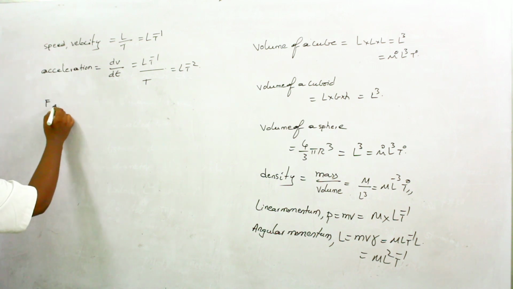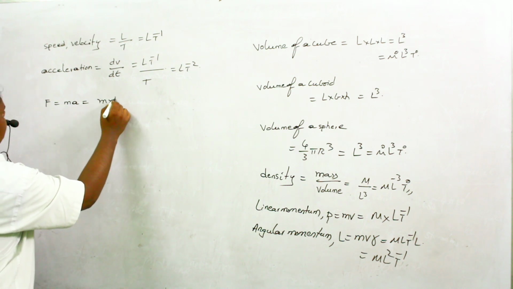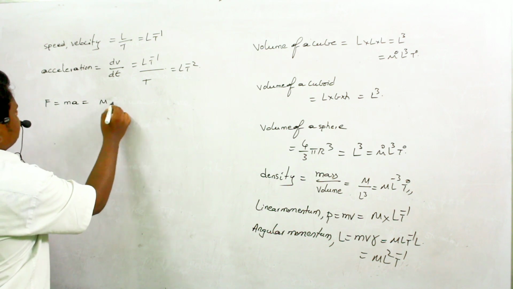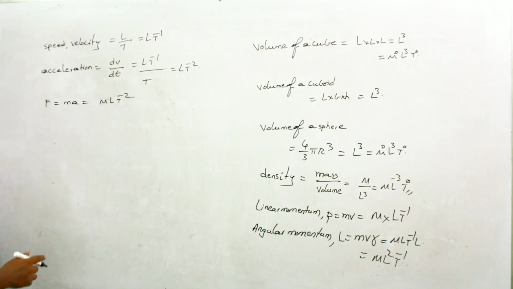Similarly, if I take the dimension of force, I can write F is equal to ma. So m into L, or we can write it as dimension of mass is M, acceleration is L T power minus 2. So this is the dimension of force.